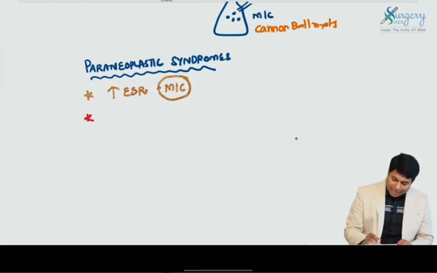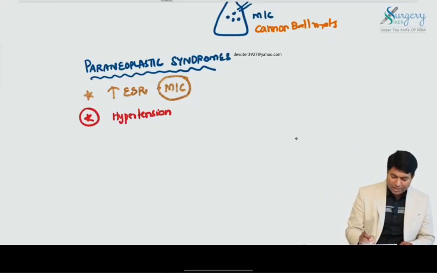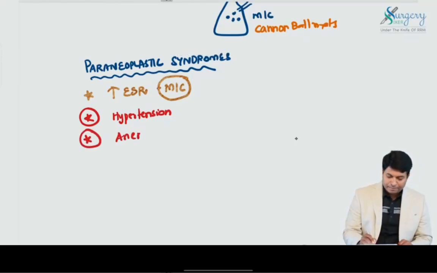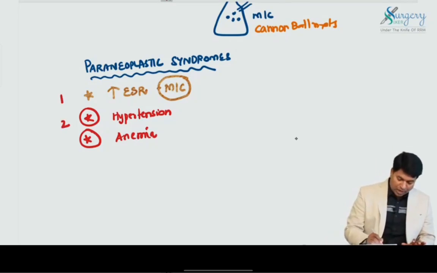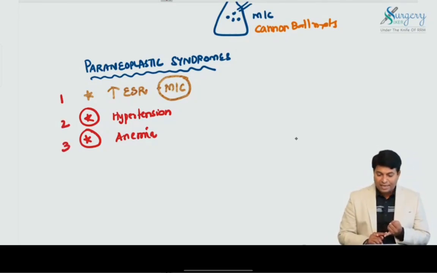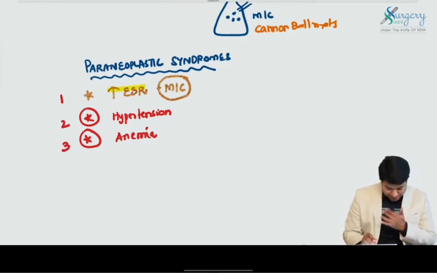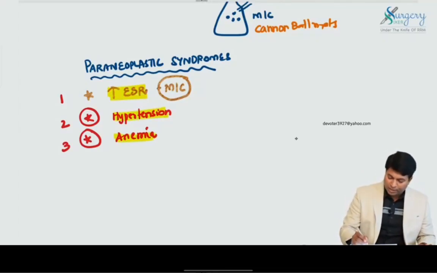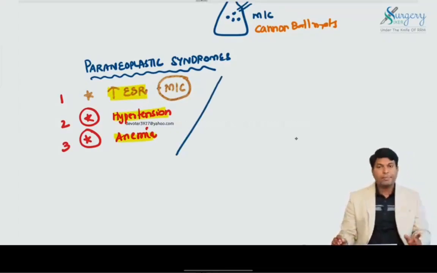And they may ask you the second common feature also in exams, that is hypertension. So the second common feature is hypertension. What is the third common feature? The third common feature is anemia. So I want you to remember 1, 2, 3 alone. Paraneoplastic syndromes seen in RCC are first increased ESR, hypertension, anemia. These are the 3 important features you must not forget.